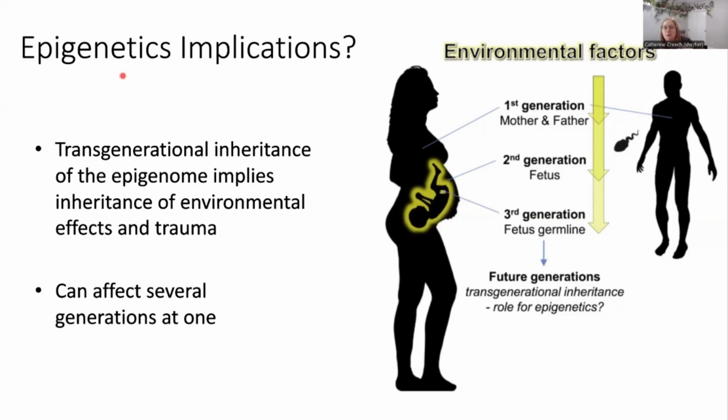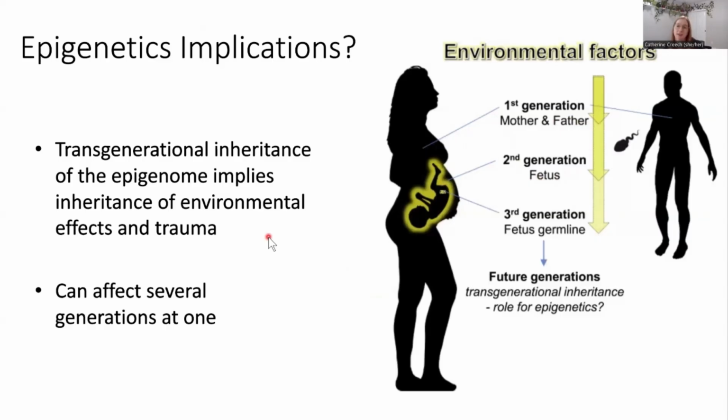So if you are a male, you're constantly producing sperm. If there is an event that happens and you get an epigenetic marker in a cell that's going to become sperm, and that sperm fertilizes an egg, you've then passed on that epigenetic marker to the next generation. So men are capable of affecting A, themselves, and B, their children.